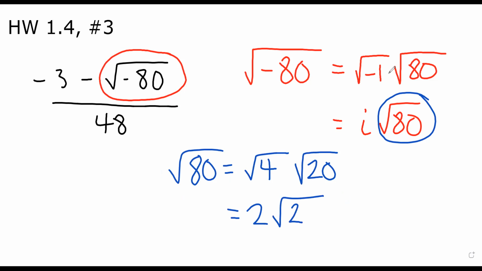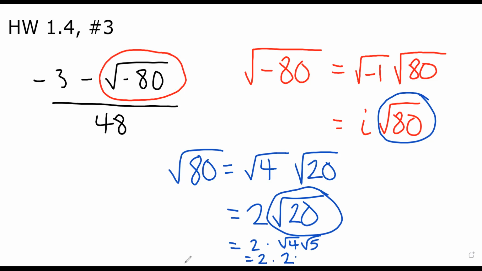But the problem with just splitting it and doing a piece of it is that it may not be complete, in the sense that this 20 could also be split down and broken apart some more. In fact, the 20 could be split into the square root of 4 and the square root of 5. We still have the 2 in front. The square root of 4 is 2. The square root of 5, we don't know. And now the 2 times 2 in front makes a 4. So the square root of 80 actually breaks down into 4 times the square root of 5.